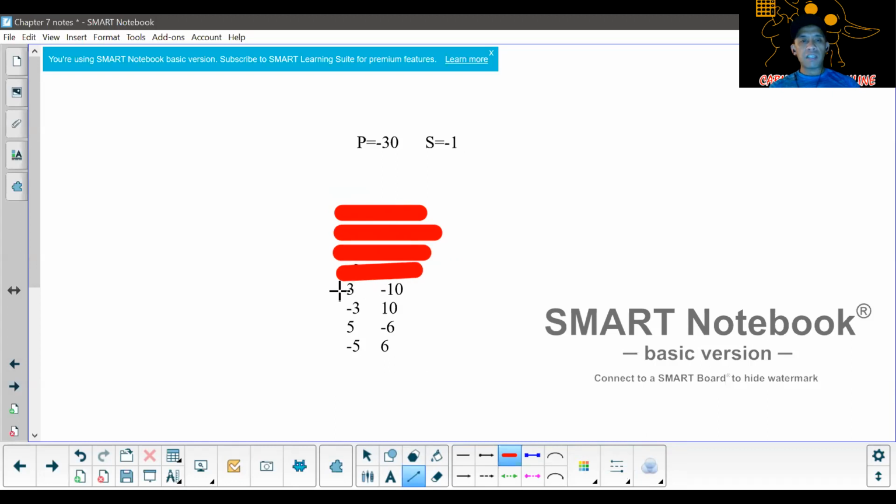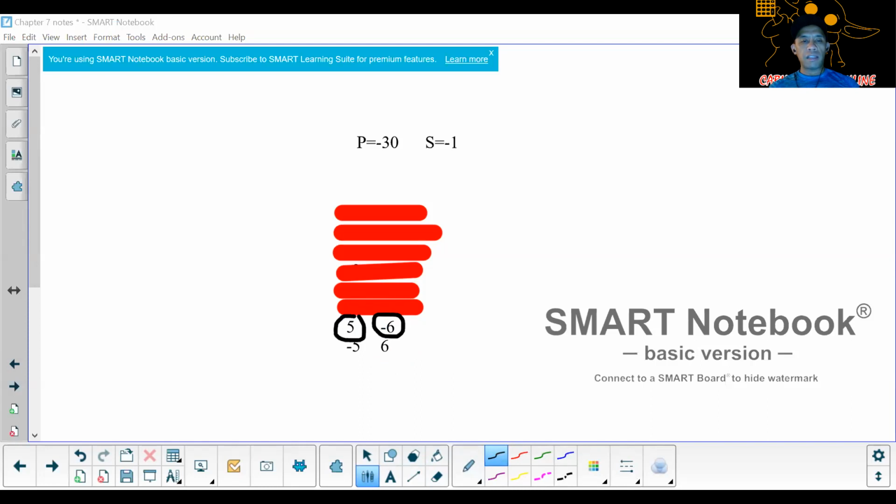3 minus 10 gives me -7. Nope, that ain't it. -3 plus 10 gives me +7. So 5 minus 6, that gives me the -1 that we're looking for. So our two numbers here are going to be 5 and -6 there. All right. So I want you to see that when you look at those two numbers, that's how you would break that down there.